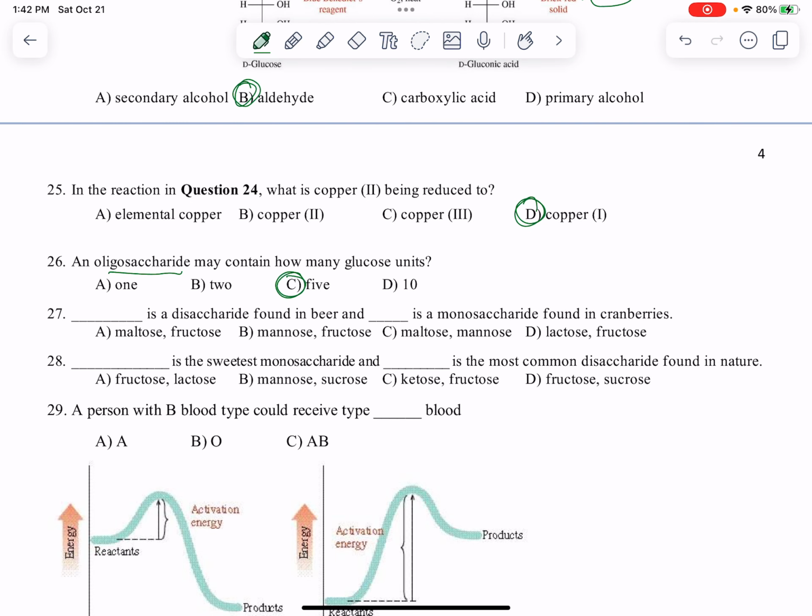Again, a little bit of memorization. Blank is a disaccharide found in beer, and blank is a monosaccharide found in cranberries. Again, just kind of a recall. That's maltose and mannose. 28 is a recall. The sweetest monosaccharide and the most common disaccharide. You've got fructose and sucrose.